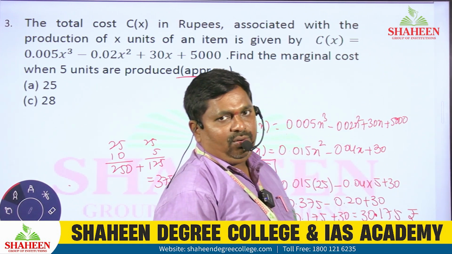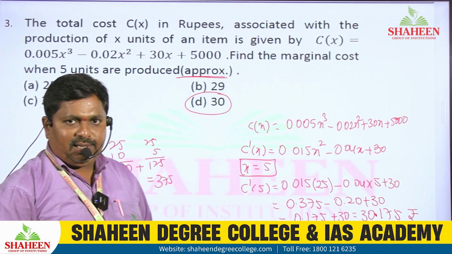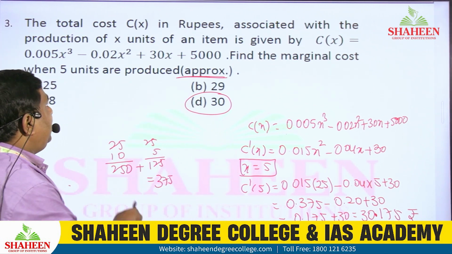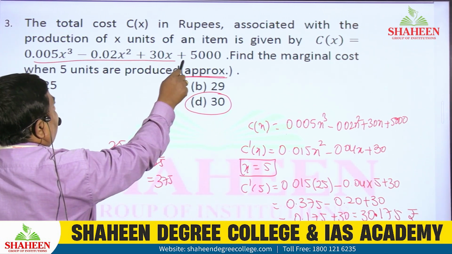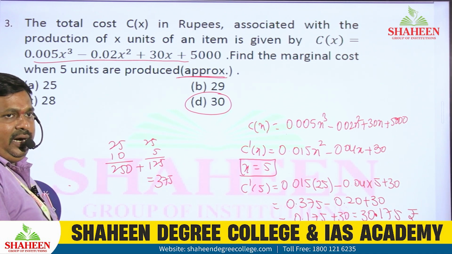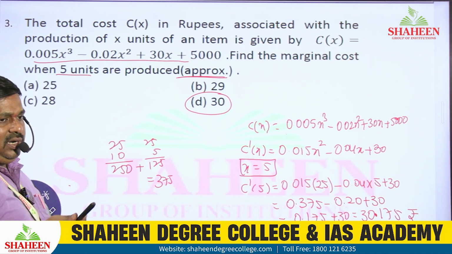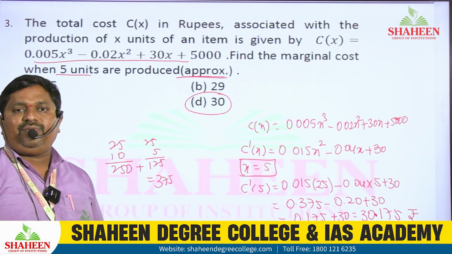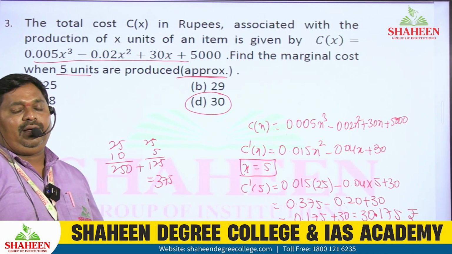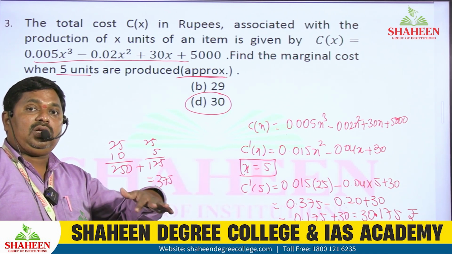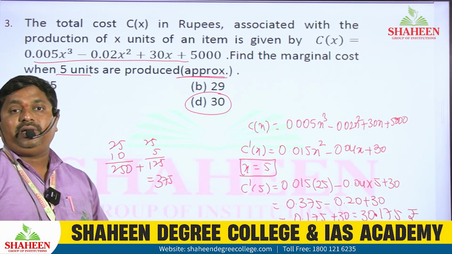Understood now? If we differentiate the cost price function, we will get the marginal cost. And here 5 units are produced. After the derivative, we are substituting the value of x equal to 5, and then we have calculated the marginal cost when 5 units are produced.